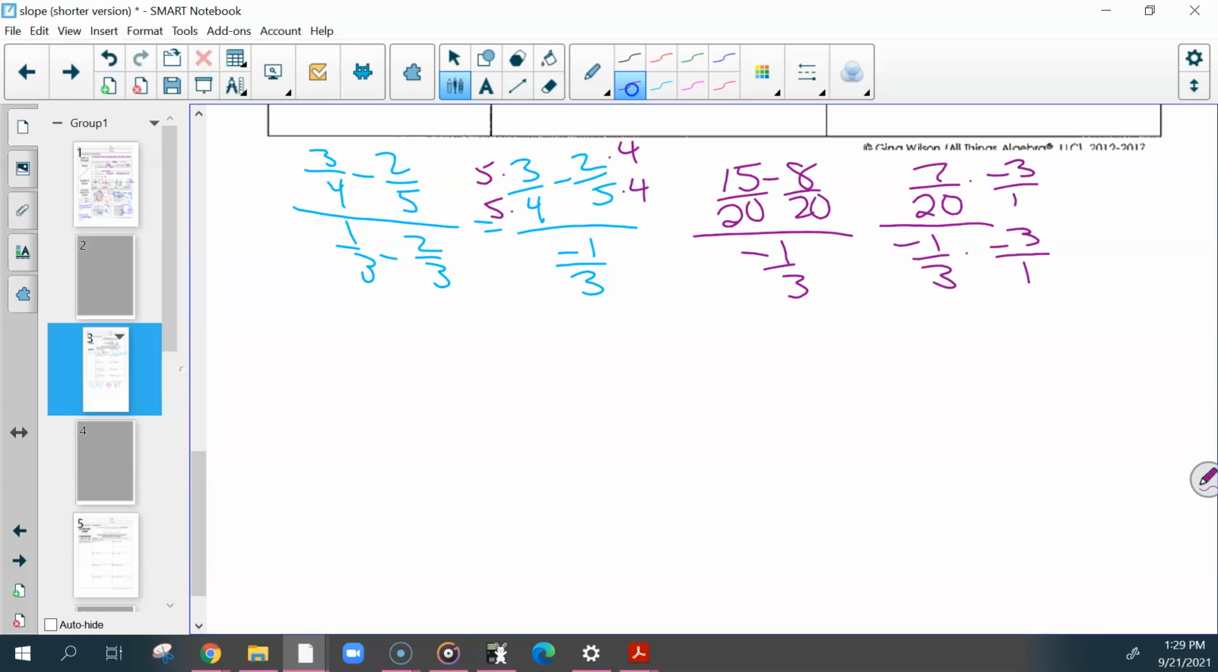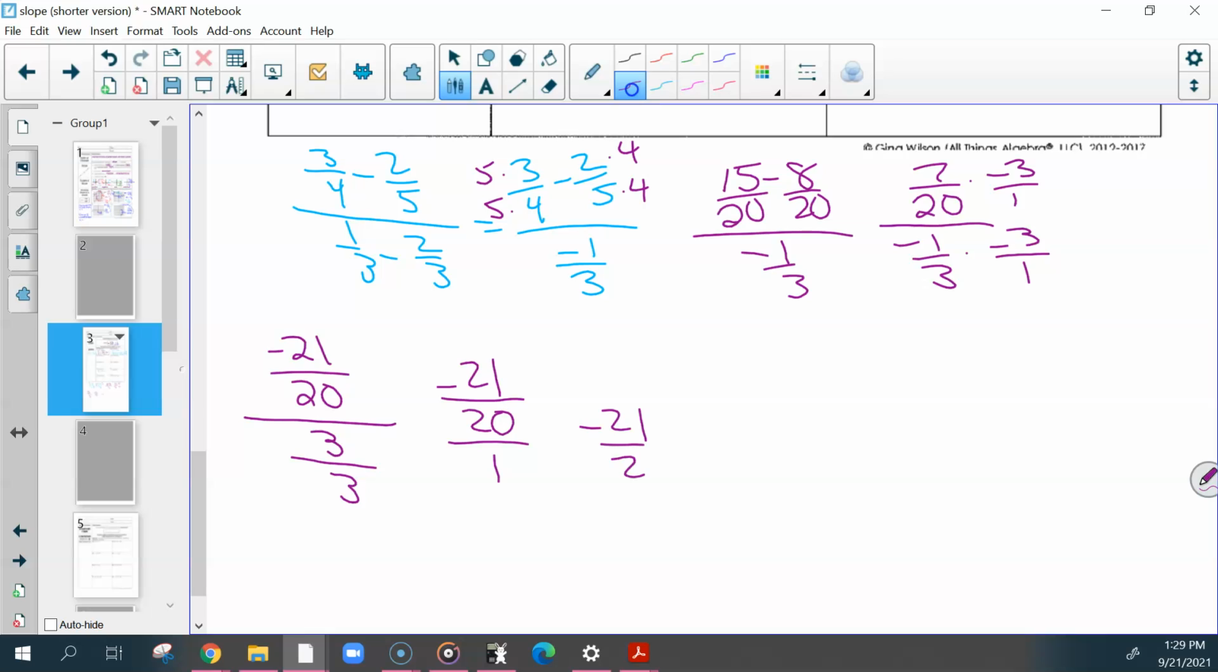So multiplying across, we have 7 times -3 is -21. 20 times 1 is positive 20. -1 times -3 is positive 3. 3 times 1 is 3. 3 divided by 3 is 1. And -21 over 20 over 1 is just -21 over 20.